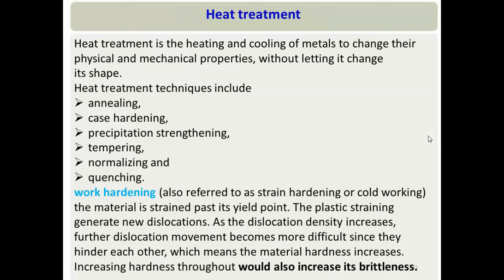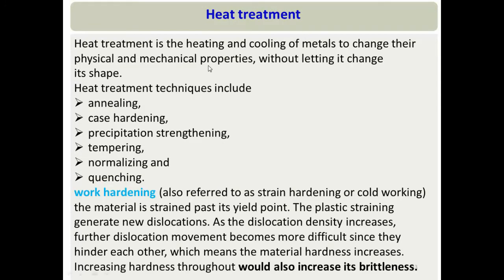Now, we have talked about different important mechanical properties. These are all the important mechanical properties. There are different procedures by which the mechanical properties of a material can be changed. One of these important procedures is called heat treatment. Heat treatment is basically heating a material, keeping the material at a higher temperature for a certain time, which is called soaking time, and then cooling the material.